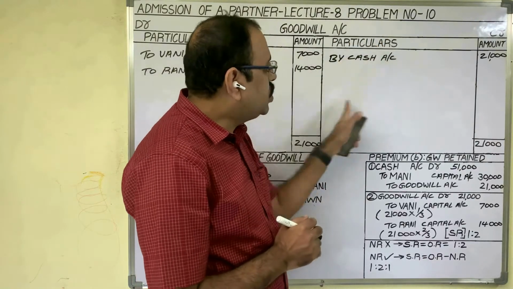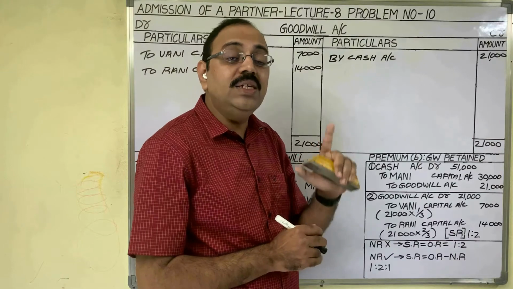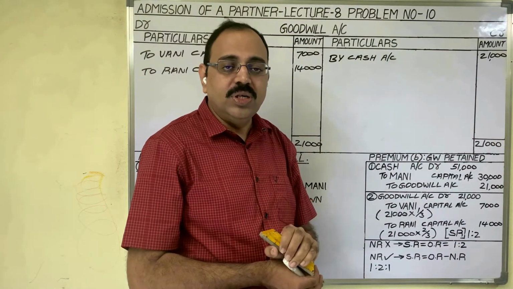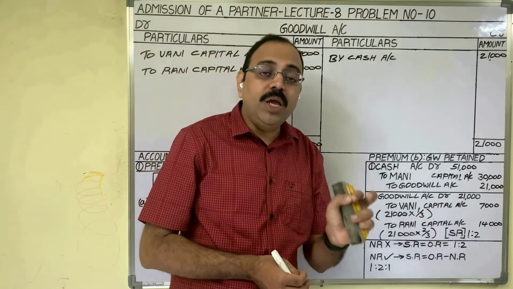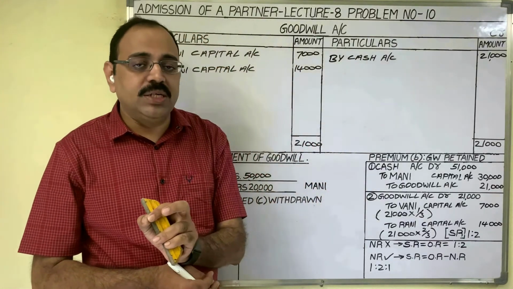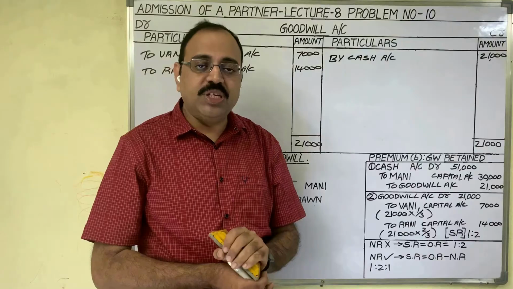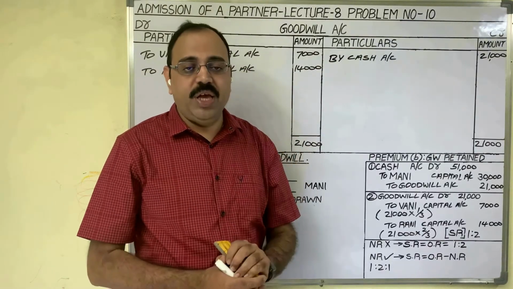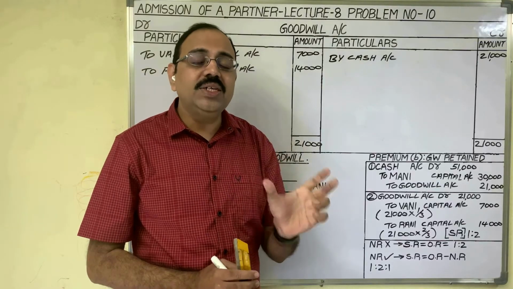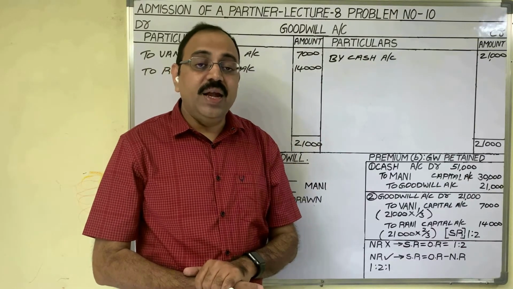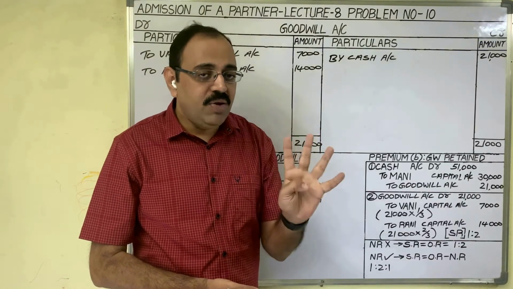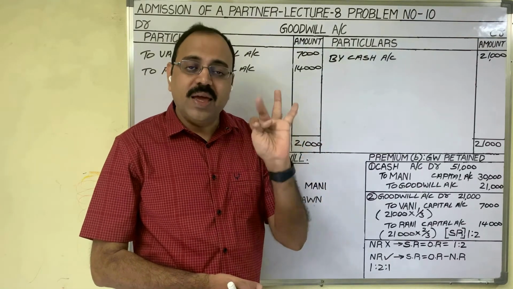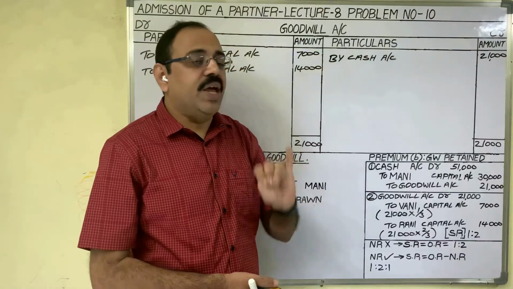As the goodwill account is closed, in the new balance sheet on the asset side, we should not show any goodwill amount. So remember, under the premium method, when goodwill is retained in the business, in the new balance sheet asset side, goodwill doesn't appear. With this, the ledger is completed. In the ledger, we prepared the revaluation account, capital accounts of all the three partners, cash account, and goodwill account.